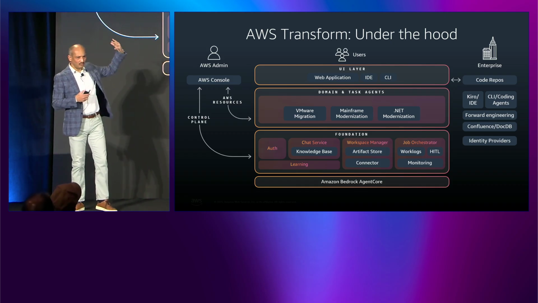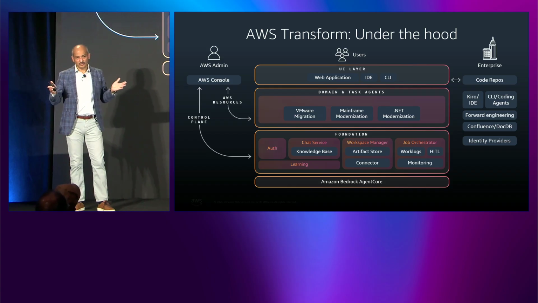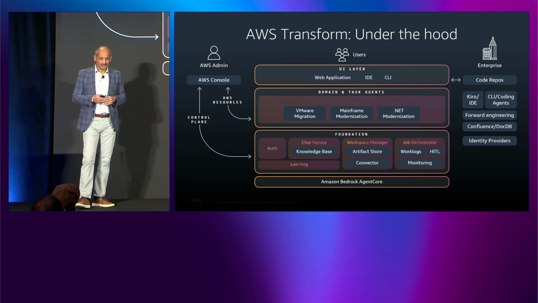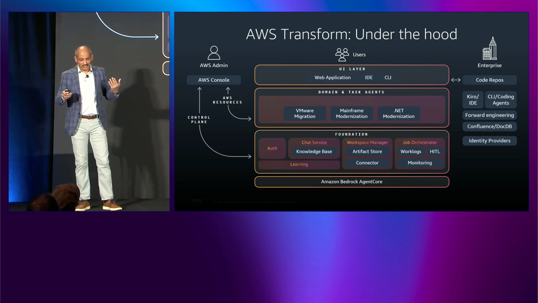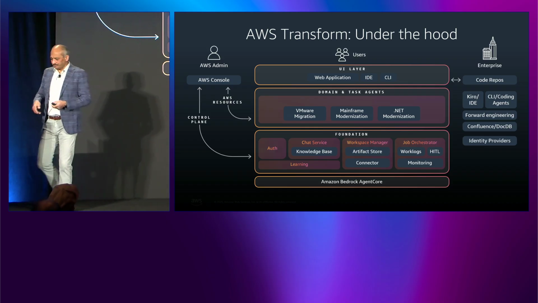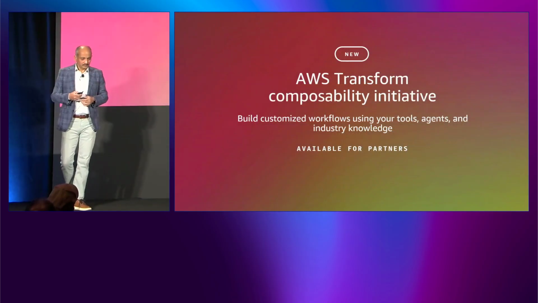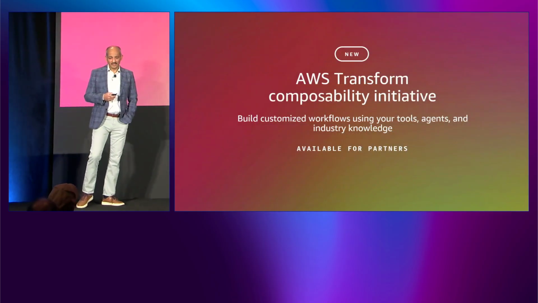The entire VMware end-to-end migration flow was essentially an orchestrator. You have a similar one for mainframe and a similar one for Windows modernization as well. So today we have 3 predefined agents. I already talked about them: VMware migration, mainframe modernization, and Windows modernization. But you might want to create your own different way of doing a migration. And that's where composability comes in.